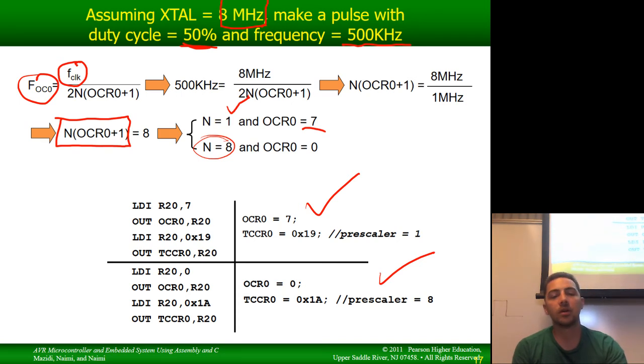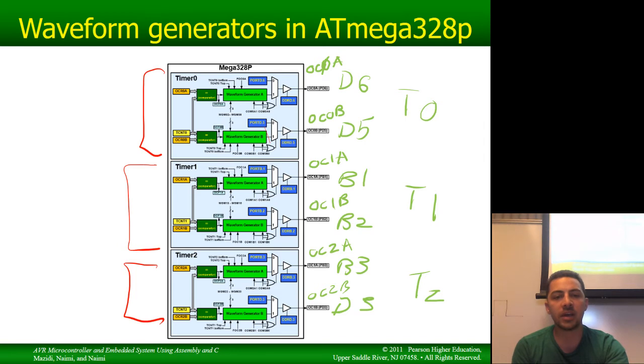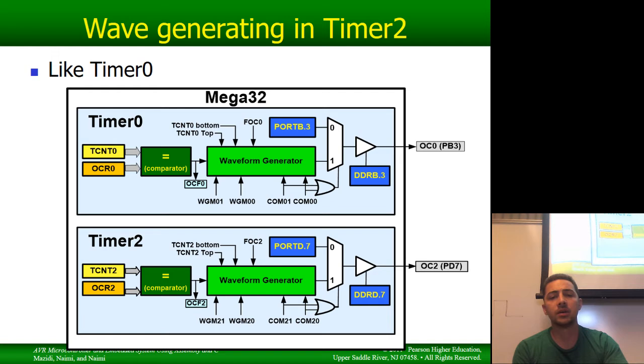Okay, so specifically we mentioned already that on the 328P, timer 0 is on D6 and D5, or D5 and D6. Timer 2 is a little different. It has 2 different physical pins that it outputs on. Okay, and there are a few more differences. Waveform generator in timer 2. It's the same stuff, but different pins.